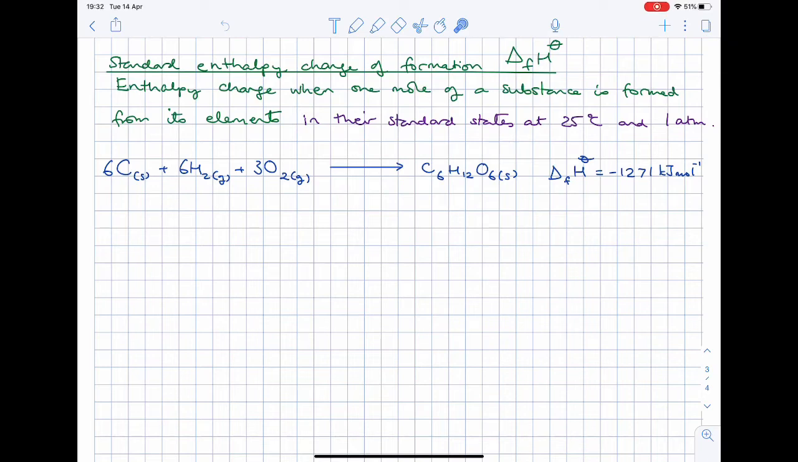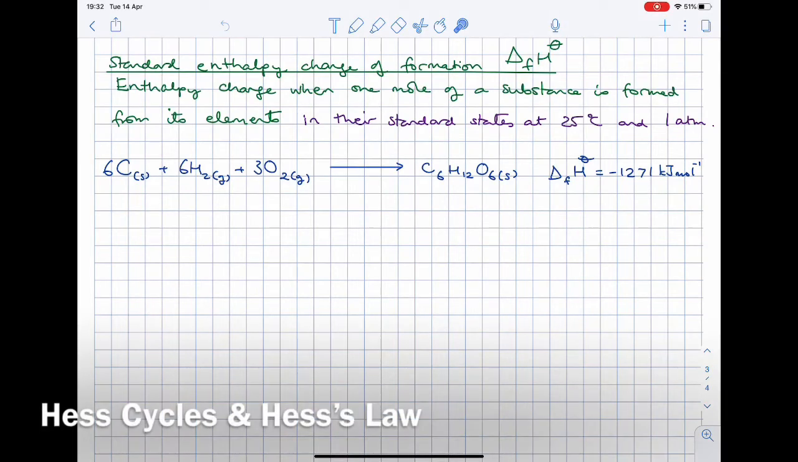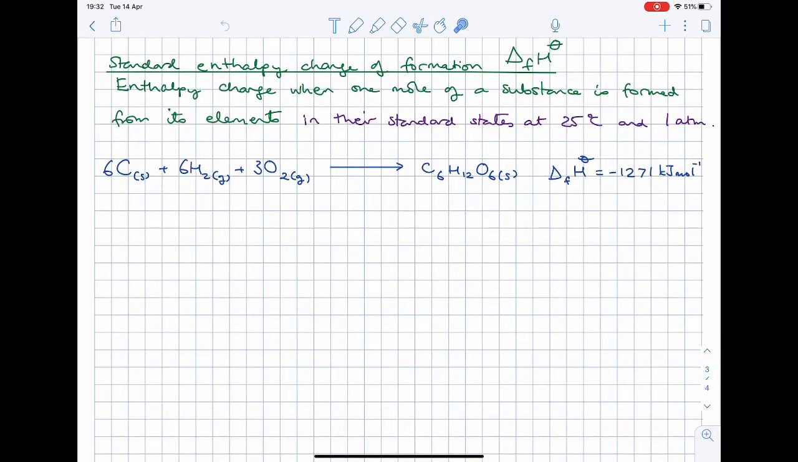So in the next video, we're going to look at Hess cycles and Hess's law. And in order to draw the correct cycles and get the calculation correct, we must be able to write these equations to represent different enthalpy changes. Otherwise, we're going to get the drawing of the cycles wrong, which is the most common mistake people make. The calculations themselves are not very difficult. What students find difficult is they draw the cycles incorrectly because they don't understand how the cycles are constructed.